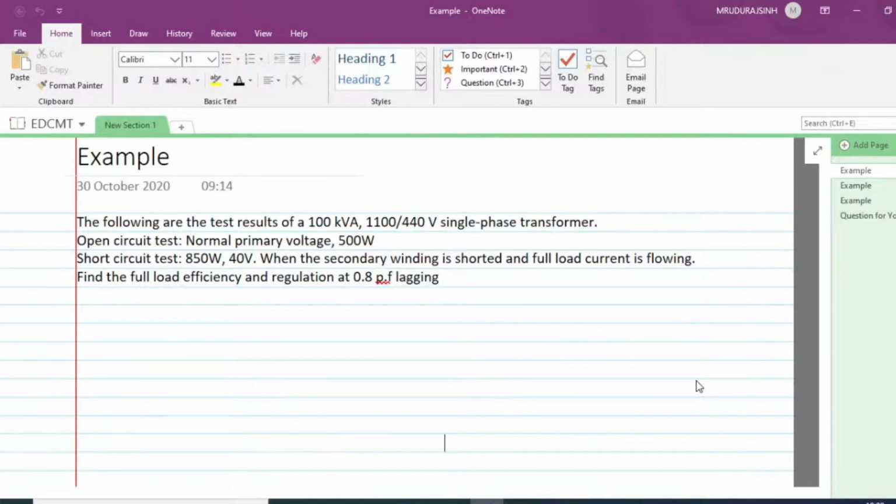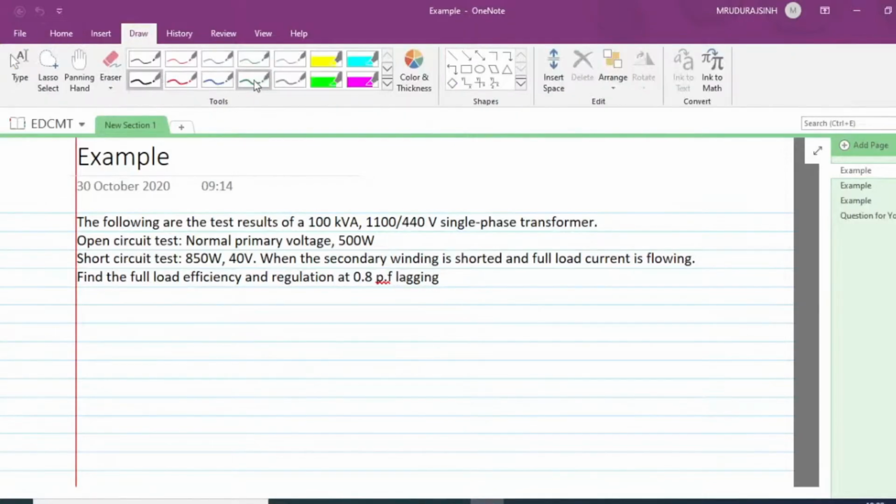In today's session, we are going to solve examples based on open circuit test and short circuit test. So let's begin with example number 1. We will start with our green pen. So we'll write whatever the data is given to us.